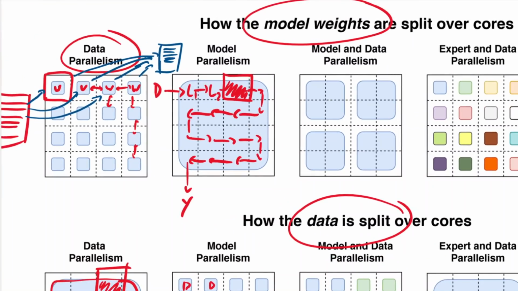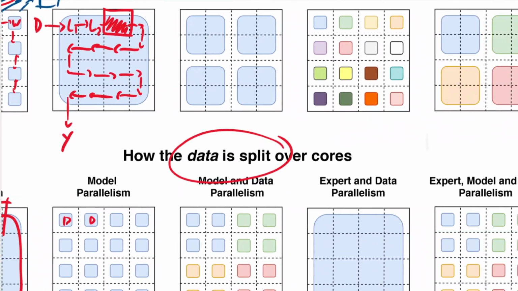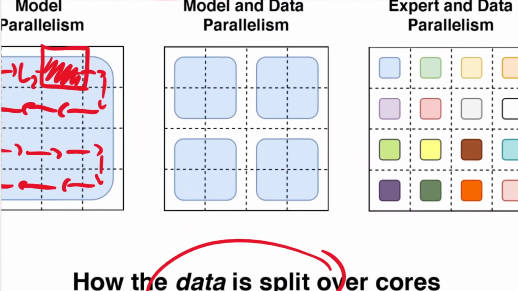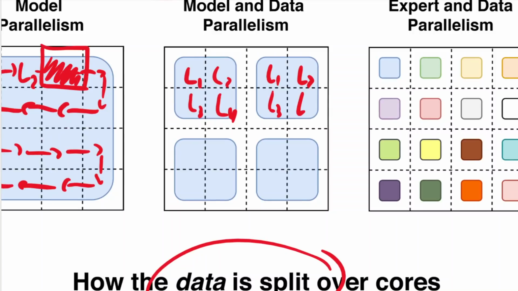You can mix them, right? You can do model and data parallelism. So here you can see that the weights, so this is layer 1 weights, layer 2, layer 3, layer 4. And here again, you have layer 1, layer 2, layer 3, layer 4, and so on.